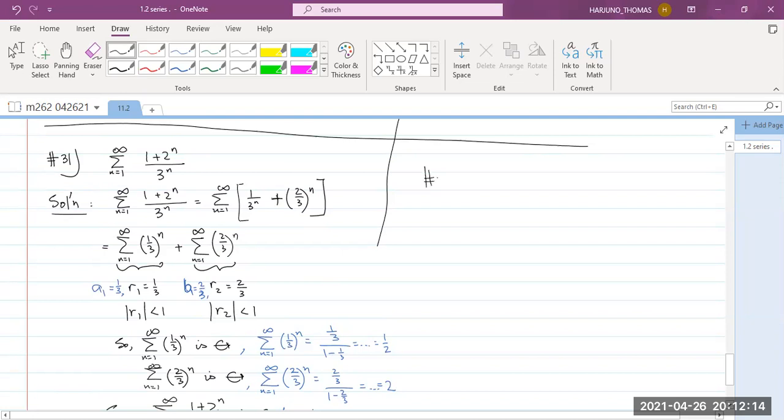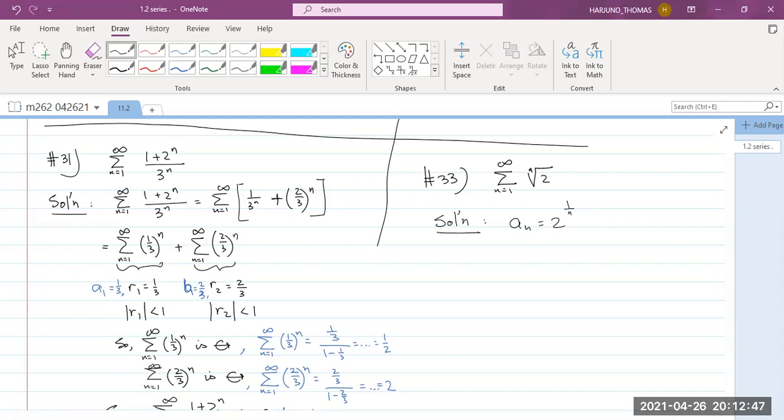Number 33. The infinite sum from 1 to infinity of the nth root of 2. The sequence will never be 0. Is it right? a sub n is actually 2 to the 1 over n. Do you know what it converges to? It's always positive, right? This goes to what? When n goes to infinity, this will be 2 to the 0, which is 1, right?